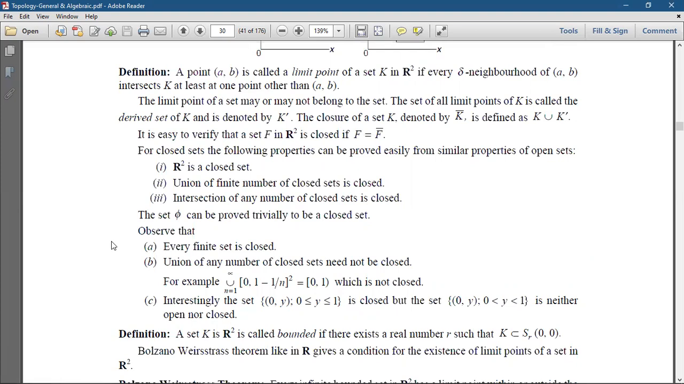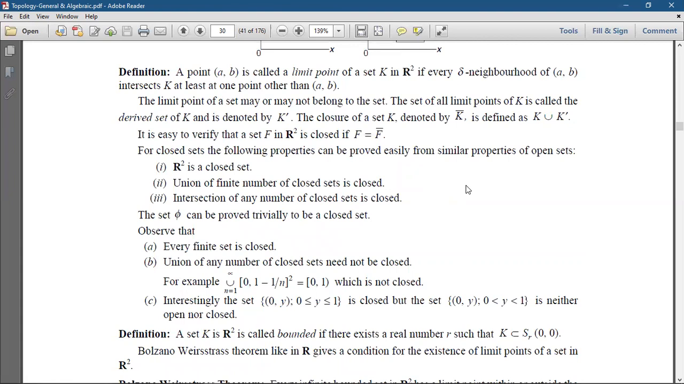For any closed set, the following properties can be proved easily, similar to the properties of open sets. The first one is R square is a closed set. As we saw for open sets, R square is also an open set. The union of a finite number of closed sets is closed, and the intersection of any number of closed sets is closed. The set phi can be proved trivially to be a closed set.